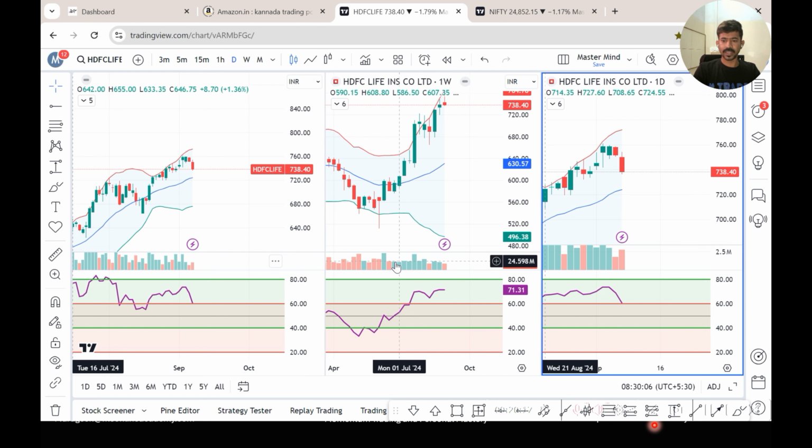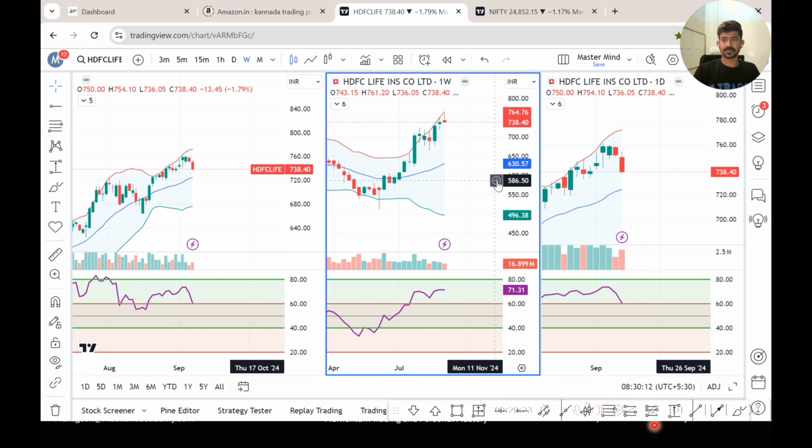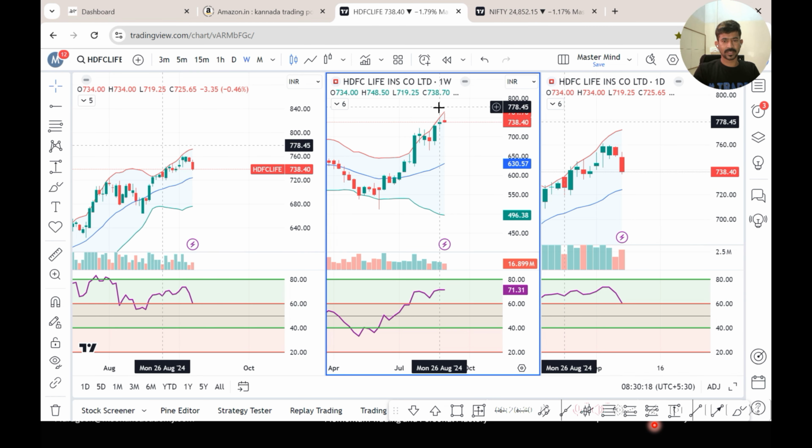taking a support at 60. That means the RSI is above 60, but make a note of an important point: in weekly, it is a reversal candle. So we have to be very careful. We must wait for the reversal candle over here.